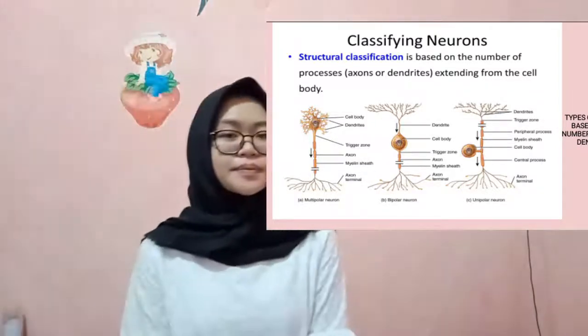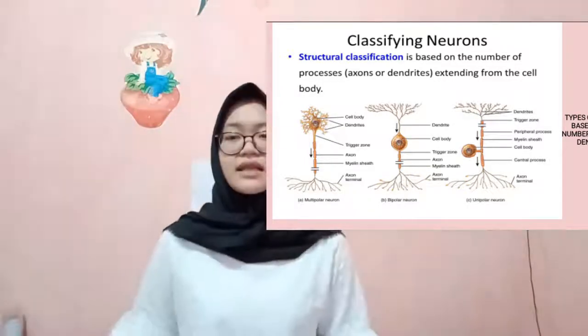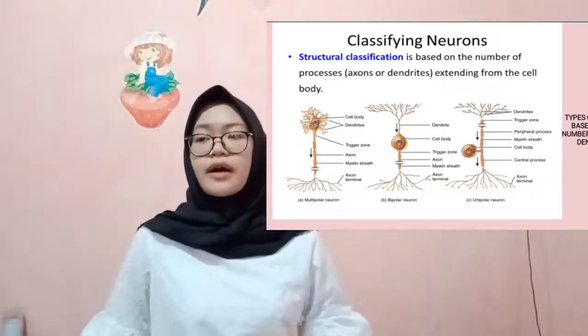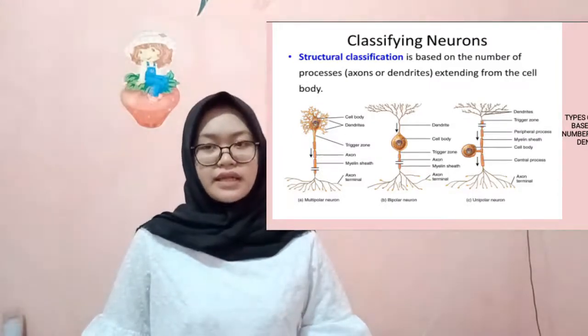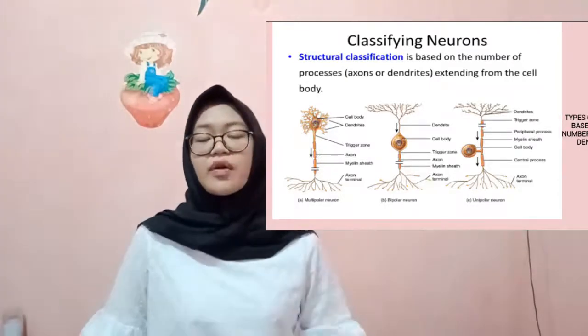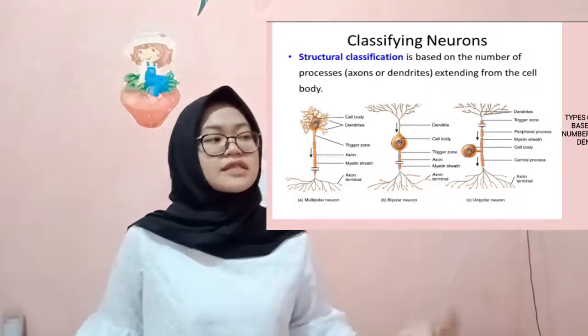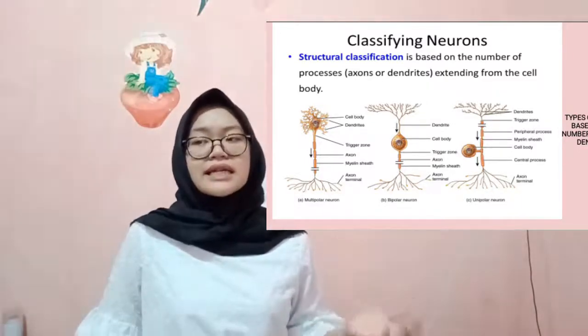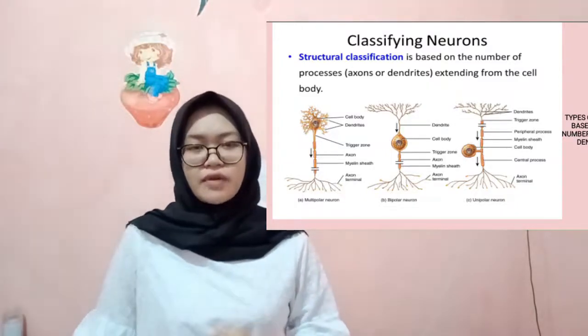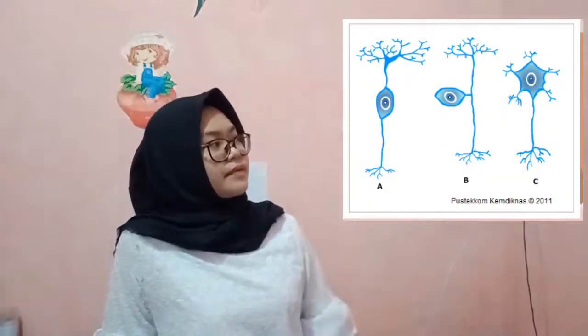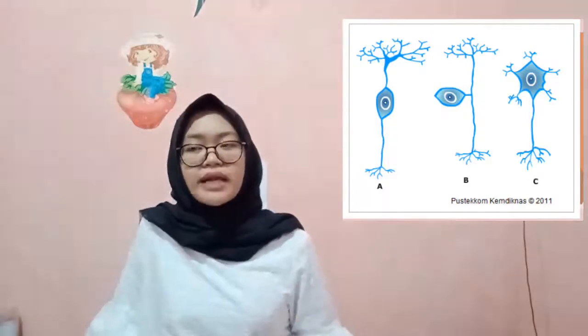Okay, so based on these structures, the sensory neuron is the multipolar neuron, while the bipolar is the motoric neuron, and the pseudo or unipolar is the intermediate neuron. Because I've already told you about these topics, about the types of structures in neuron cells, I will give you questions. Please look at these pictures. Please classify which one is multipolar, bipolar, or pseudopolar.